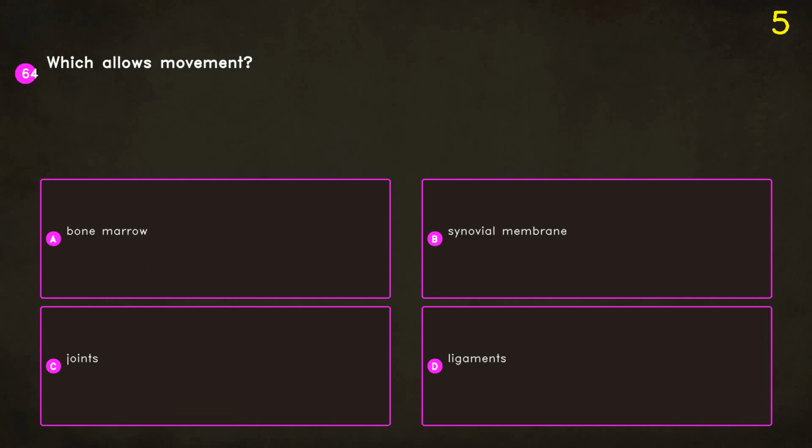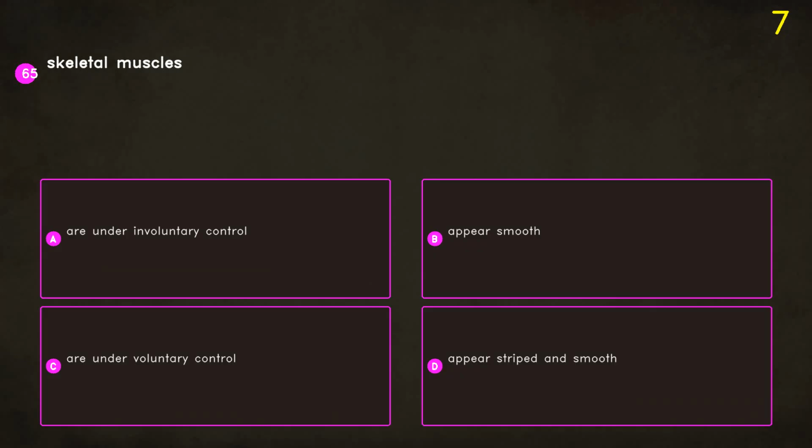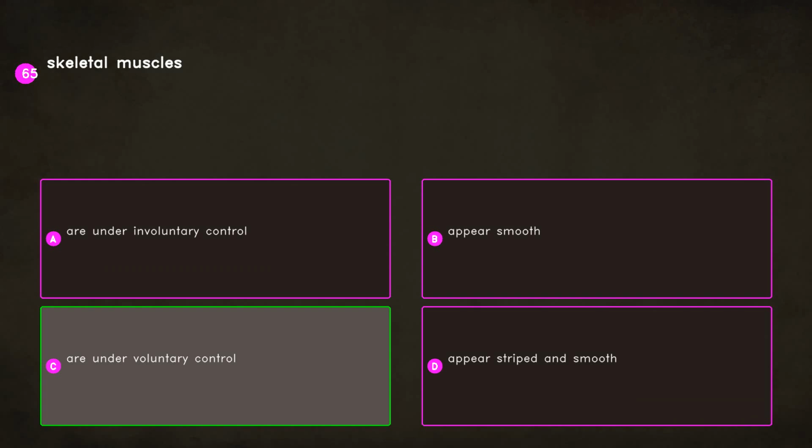Question 64. Which allows movement? A. Bone marrow. B. Synovial membrane. C. Joints. D. Ligaments. The correct answer is joints. Question 65. Skeletal muscles: A. Are under involuntary control. B. Appear smooth. C. Are under voluntary control. D. Appear striped and smooth. The correct answer is are under voluntary control.